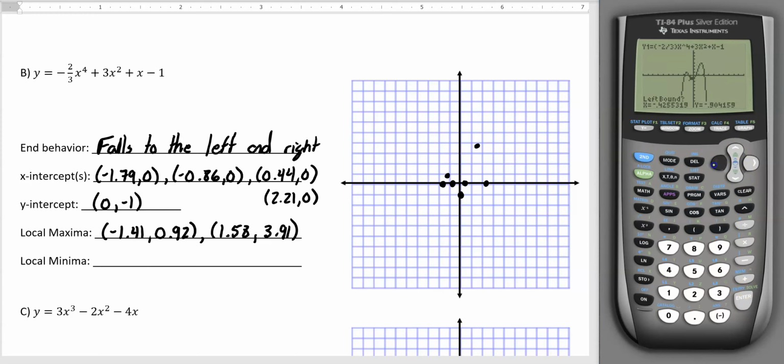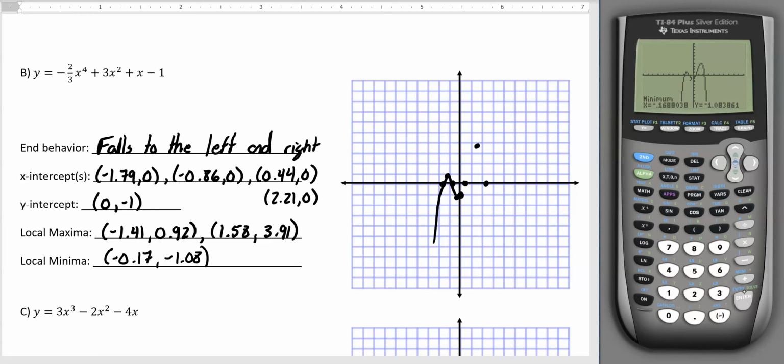Go to the left. Go to the right. Negative 0.17, comma, negative 1.08. So just barely below our y-intercept here. So let's create our graph here.